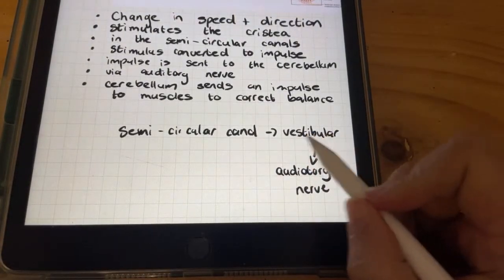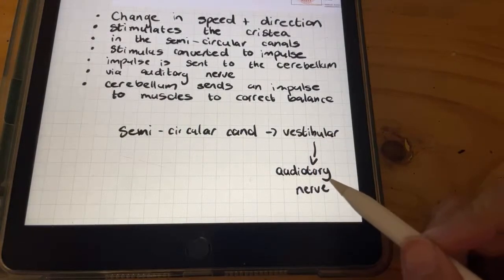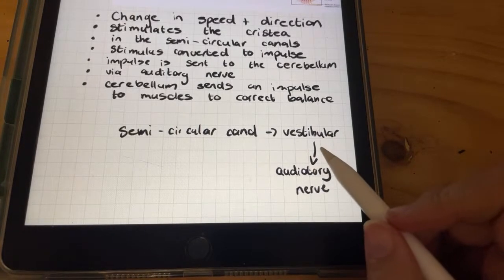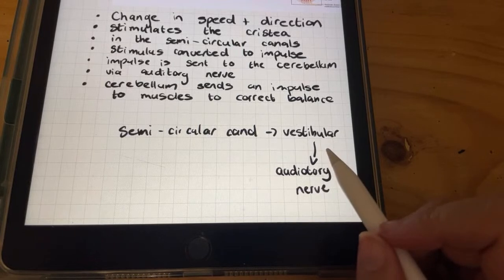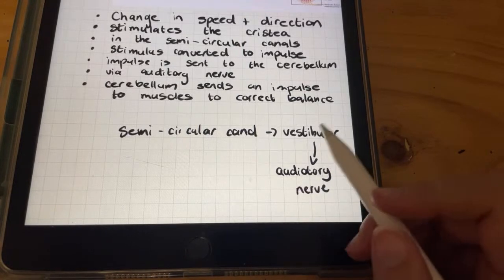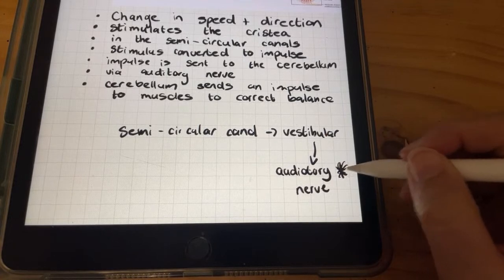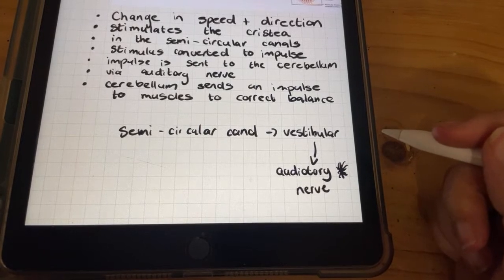We don't like to use the vestibular nerve in our explanation for finals. Maybe your teacher would like you to include it. If you include it, it's not a bad idea, especially if your exam is set by your teacher. They can definitely want to award a mark for that. But at the end of the year, you actually just need to know it's the auditory nerve that fixes your balance for you.